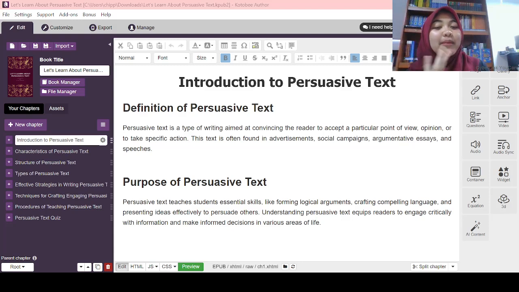So today I'm going to talk about my middle test project which combines two educational tools. There will be Kotobi and storyboards. This project aims to help students learn persuasive text through an interactive digital book and visual comic strip. Well, let's start with an overview of the project.